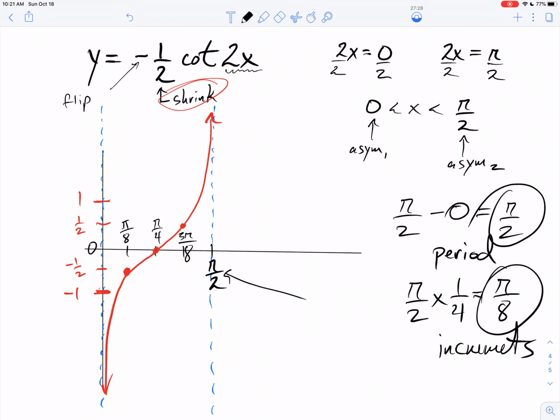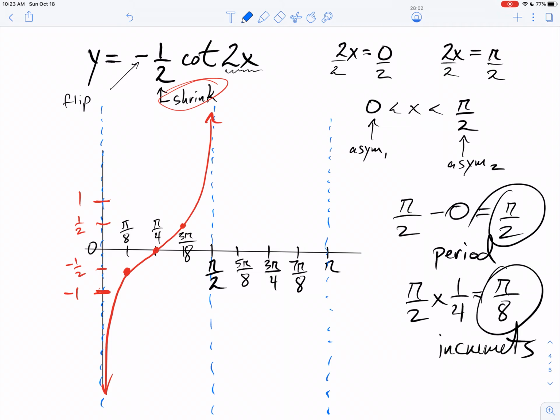If they asked me for one period of this picture, I would be done right now. But if they wanted me to extend it, I could do that easily. I left off at 4 pi eighths. This would be 5 pi eighths. This would be 6 pi eighths, but I'm reducing it. This would be 7 pi eighths. This would be 8 pi eighths, which would put me at pi. I'd grab a blue pen and say that must be another asymptote because the pattern is always the same.